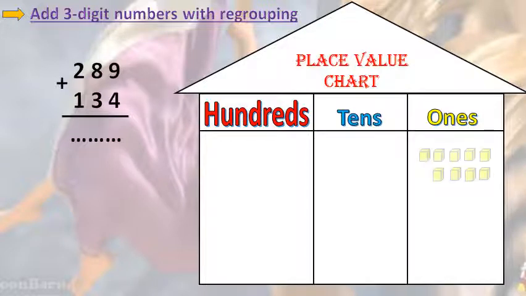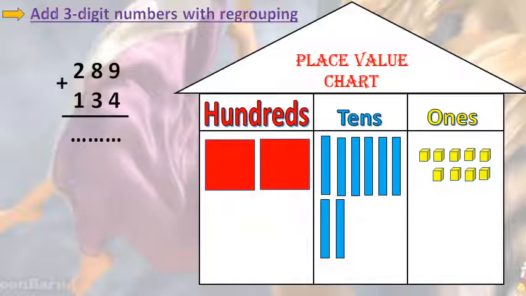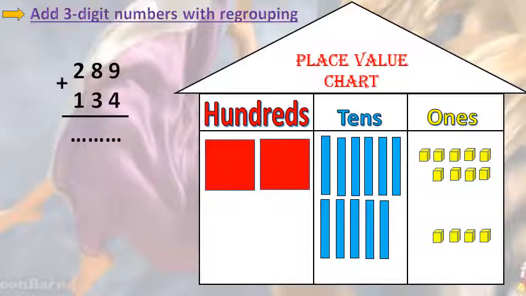Put 9 ones, right? And how many tens? 8 tens and 2 hundreds. Okay, this is the first number. What about the second number? 134. Yes, 4 ones, 3 tens and 100. Now we are going to add starting from the ones.